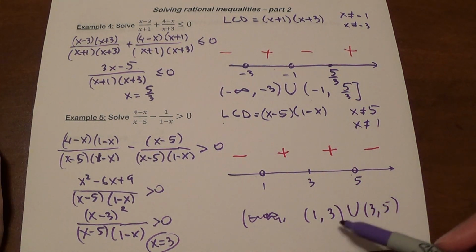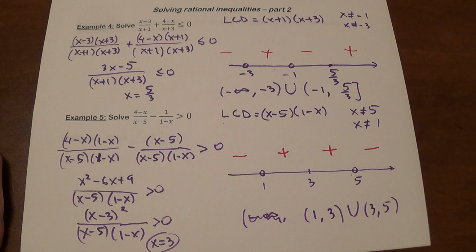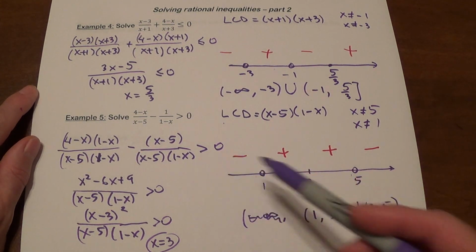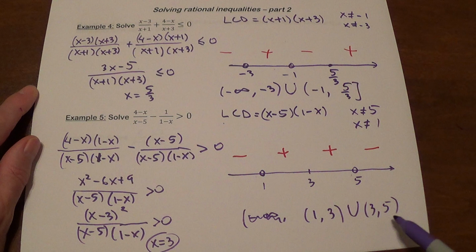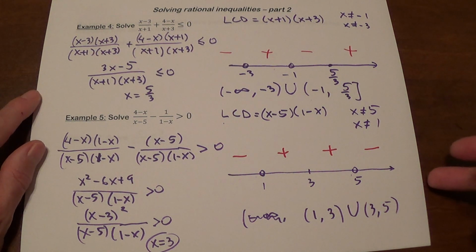What happens at 3? Why do we have to write it like this, not just 1 through 5? It's because we want it to be greater than 0, and at 3 the expression will equal 0. And since it equals 0, you cannot use that. If this sign was greater than or equal to 0, then you would go from 1 to 5. But because it's greater than 0, you have to exclude a value where we actually attain the value of 0. Alright.